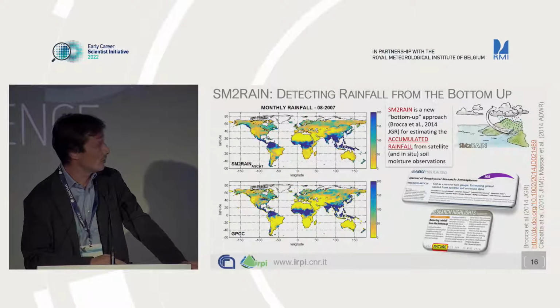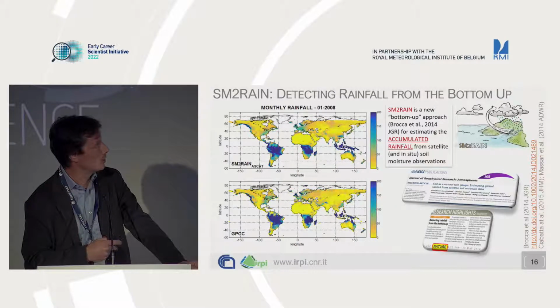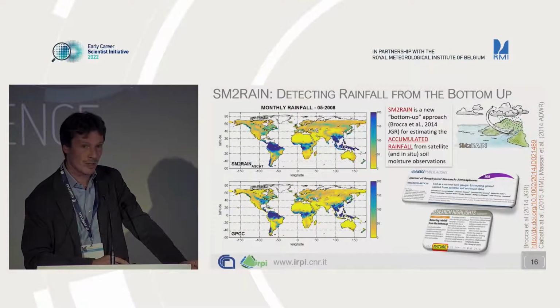Actually, in 2014, we developed this approach that is called SM2RAIN, which is basically a different approach for estimating precipitation from space.